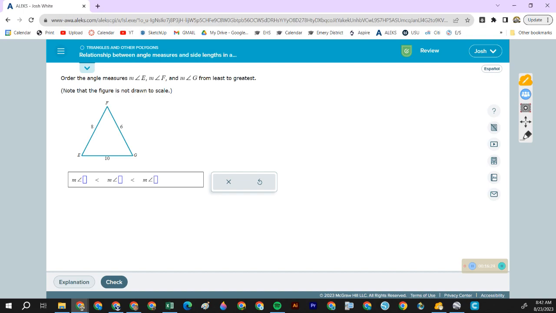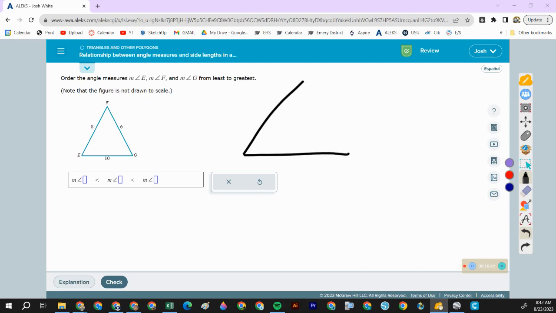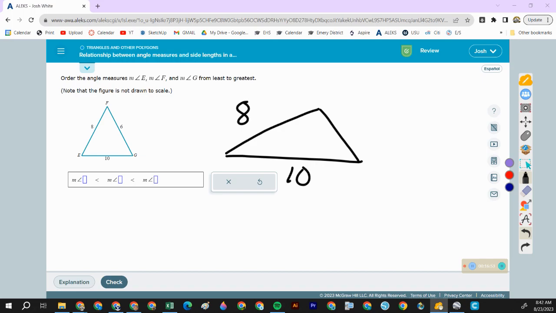All right. So the side lengths of a triangle are sort of linked to the angles of a triangle. So the longest side, this triangle isn't drawn very well, so let me redraw it. There's my 10. There's my 8. Let's exaggerate it a little bit more. Okay. So here's my 10, here's my 8, and here's my 6. And let's call this E, F, and G.